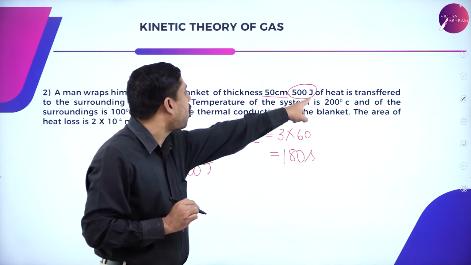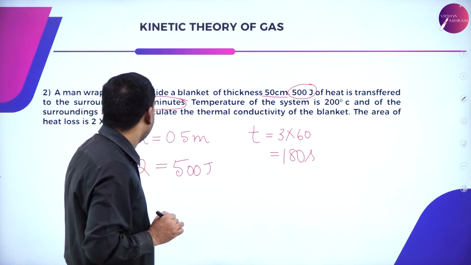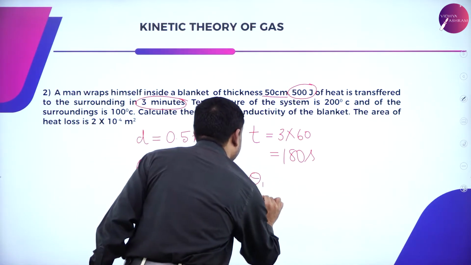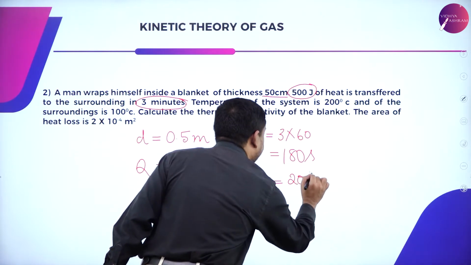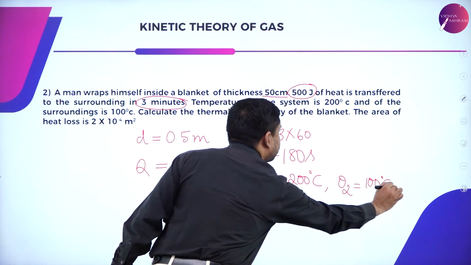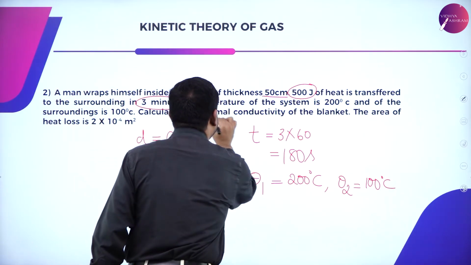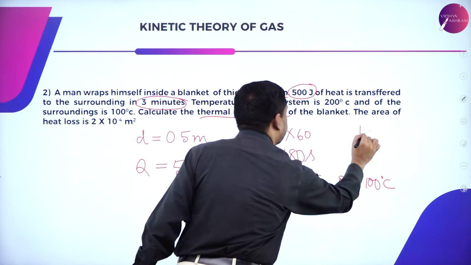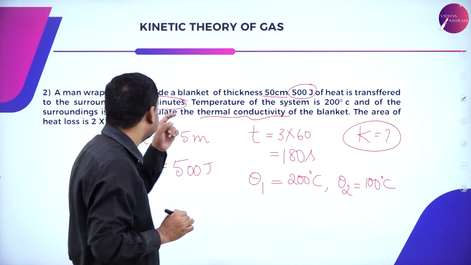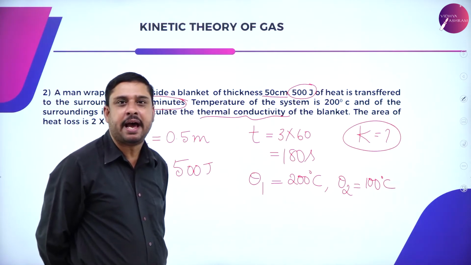If the temperature of the system is 200 degrees Celsius and the surroundings is 100 degrees Celsius, theta 1 is 200 degrees Celsius, theta 2 is 100 degrees Celsius. I have to find the thermal conductivity. Now, K has to be found out. Given the area is 2 into 10 power minus 4 meter square.